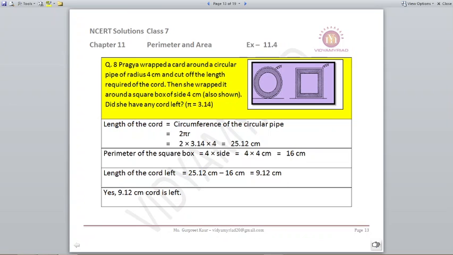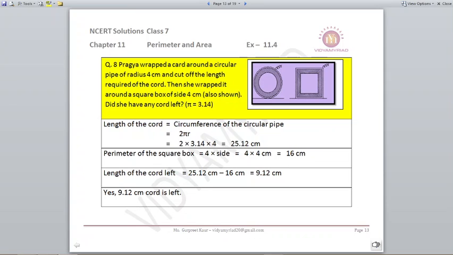Now when we talk about a circular pipe, we are talking about the length of the circular pipe, which is the circumference of the pipe. The formula for circumference of the circular pipe is 2 pi r. So 2 into 3.14 multiplied by 4. 4 is the radius given to us. It comes out to be 25.12 centimeters.